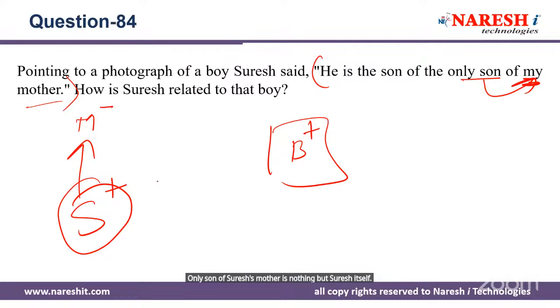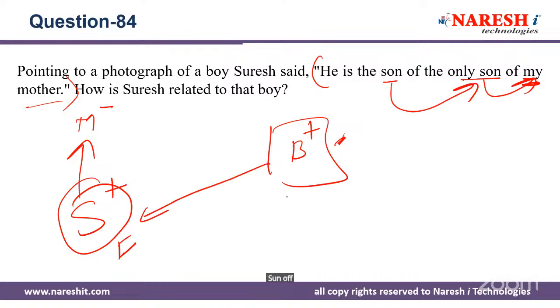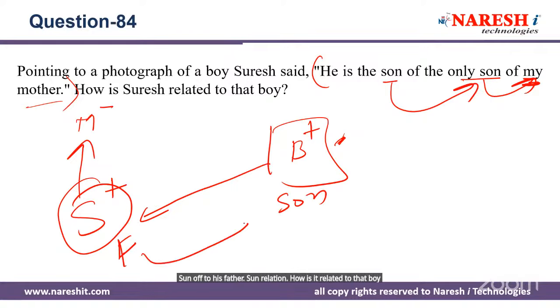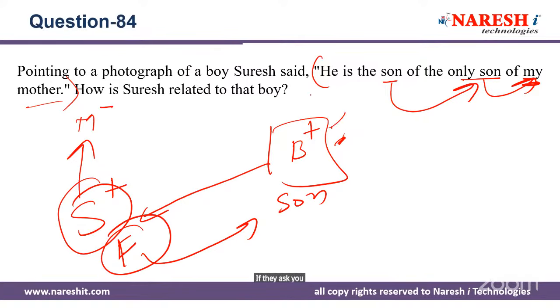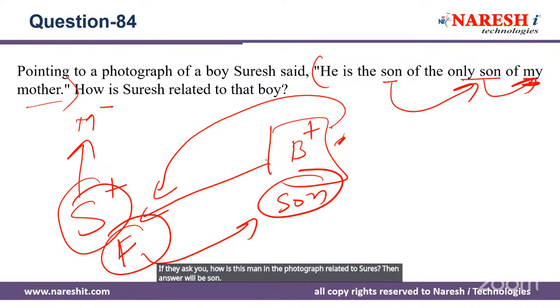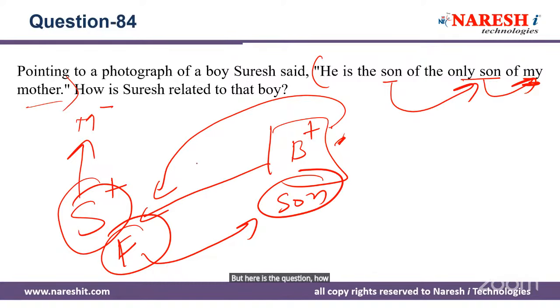The only son of Suresh's mother is nothing but Suresh himself. And this boy in the photograph is the son of him, that means son of Suresh. Father, son relation. How is Suresh related to that boy? Suresh is related to that boy as a father. If they ask how is the man in the photograph related to Suresh, then the answer will be son. But here the question is, how is Suresh related to that boy? As a father.